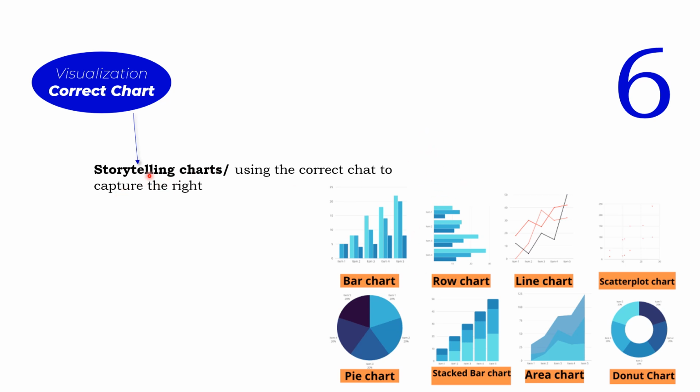So storytelling, charts, using the correct chart to capture the right message. We have bar chart, we have row chart, we have line chart, we have scatter chart, we have donut charts, we have area chart, we have stack chart, and we have pie chart. So this is another aspect in data analysis.